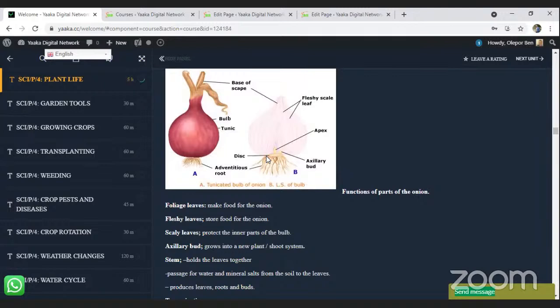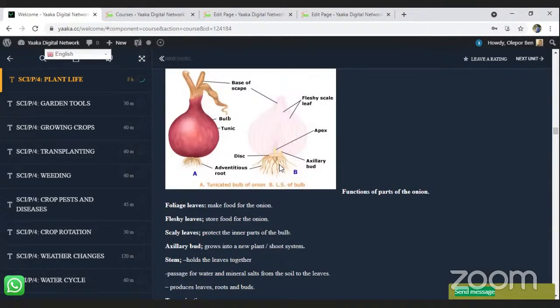Then if they ask you to mention the type of roots found in onions, these are adventitious roots. These ones here. So the roots that develop directly from the stem. Any root that develops directly from the stem is called adventitious roots. We have two types of roots, primary roots and secondary roots. Another name to mean secondary roots is adventitious roots.